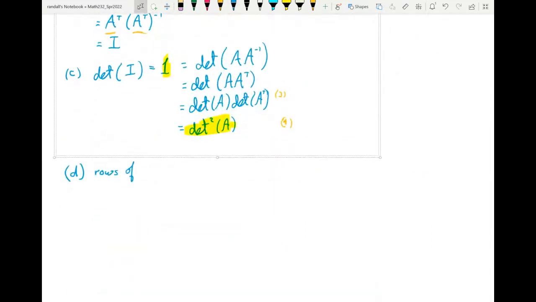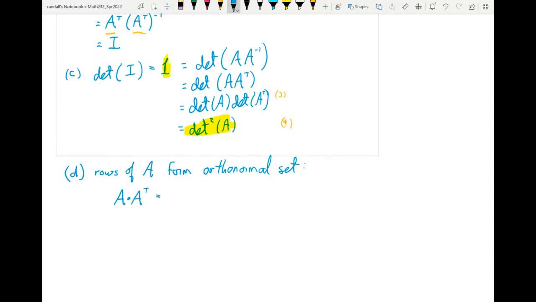So rows of A form an orthonormal set. Now, why is this true? For the rows of the matrix, we're going to take A times its transpose. So let's take A dot AT. I know that's the identity. Now notice this is row of A dotted with column of AT, right?